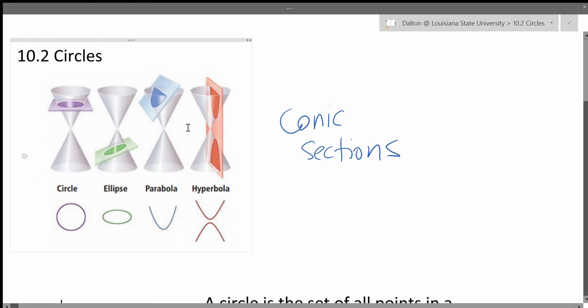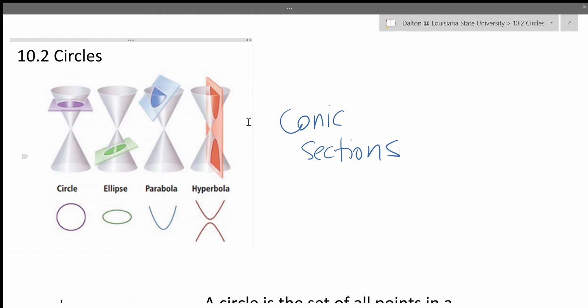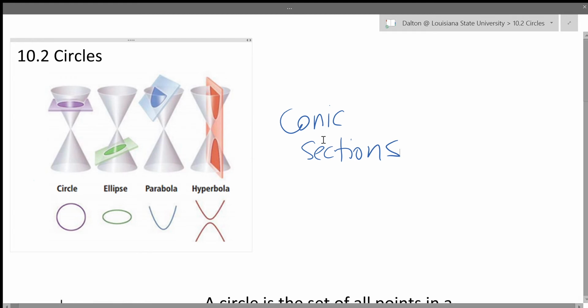And if we intersect it again at an angle, but that also goes through the actual base, we end up with a parabola. And then if we intersect it so that the plane intersects both cones, we end up with a hyperbola. So these are the conic sections.